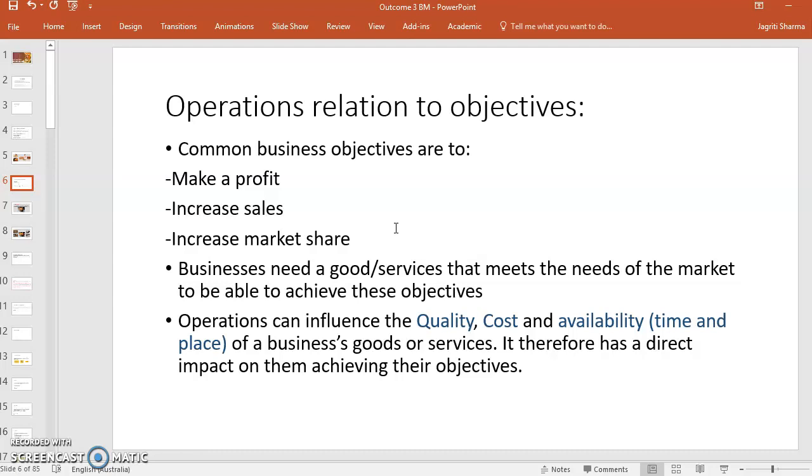Now, operations can influence the quality, cost, and availability of a business's good or services. It therefore has a direct impact on them achieving their objectives. So operations are really important, because your quality depends upon your operations of business. Cost, so you need to minimize the cost of producing the goods. Availability, time and place, so your product needs to be available to the right people at the right time. For example, shopping centers. These are all the things you need to be really careful about when looking at meeting the objectives in relation to the operations of the business.